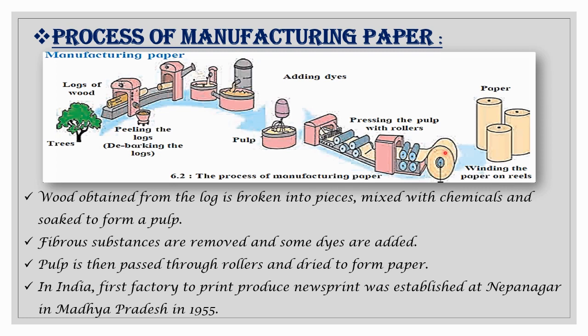And students, in India, the first factory to manufacture newsprint, that is paper to be used for newspapers, was established at Nepanagar in Madhya Pradesh in 1955. Paper is also manufactured at Songarh in Gujarat, and in Maharashtra there is a paper factory at Ballarpur near Chandrapur.